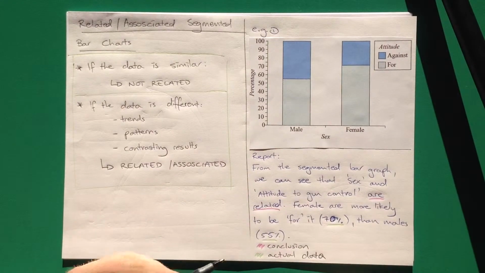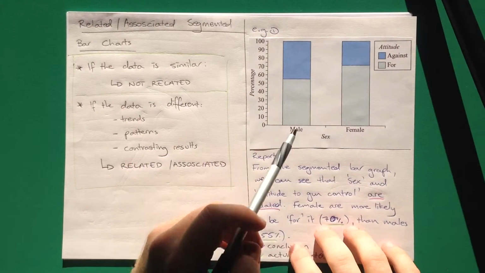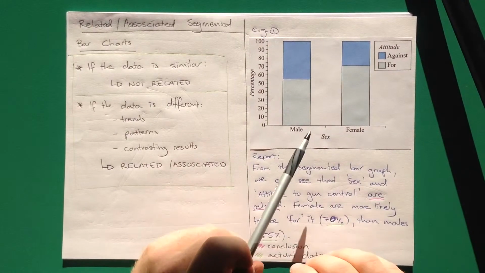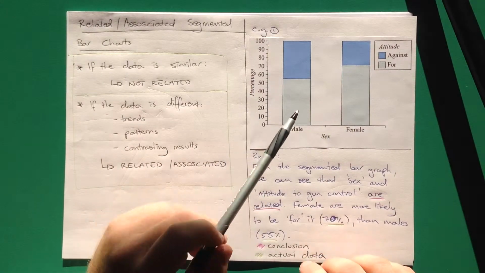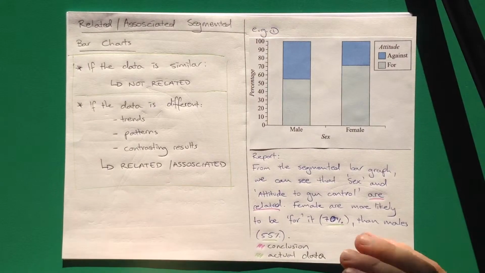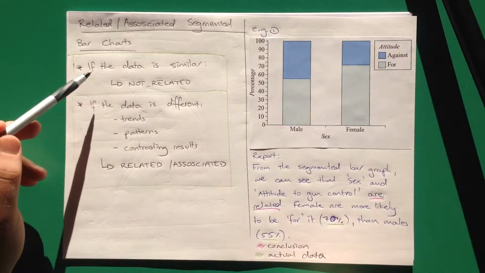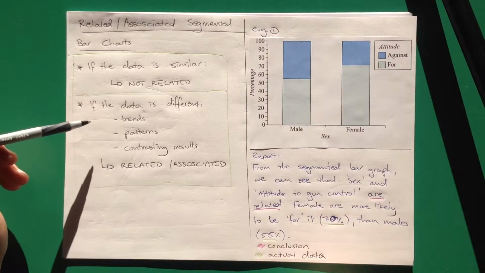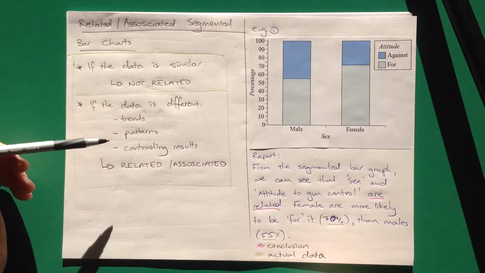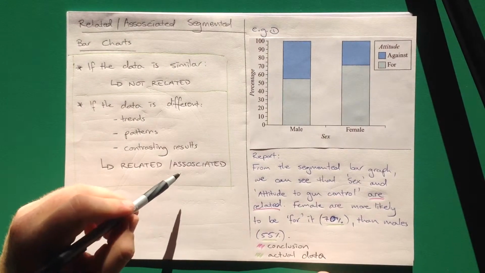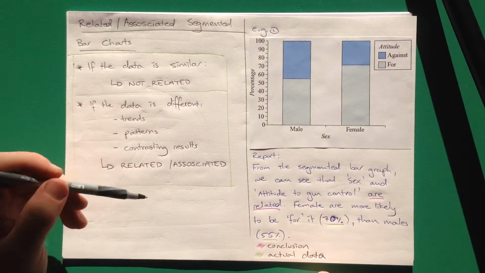But if we start to see some differences, well, we can say, yes, they are related because, you know, this male, this female, what gender they are, might be affecting the percentage because we can see that there's some difference. So basically, if the data is the same, it's not related or similar. If the data is different, like you can see a trend or a pattern or some sort of contrasting results, then we would say they're related. Now, again, you could say associated, but I find it easy to say related.